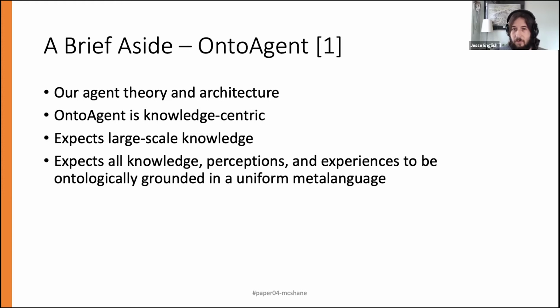We certainly import machine learning and data that fuels that for certain purposes, but the main thrust is that the agent has access to large amounts of useful knowledge. It expects that all of its knowledge, all of its perceptions, all of its experiences, its memories, everything to be ontologically grounded in a uniform meta language that is sort of part of its definition. And that enables the agent to reason and kind of think over all of the stuff that it has available to it, everything that it's encountered or recalled.